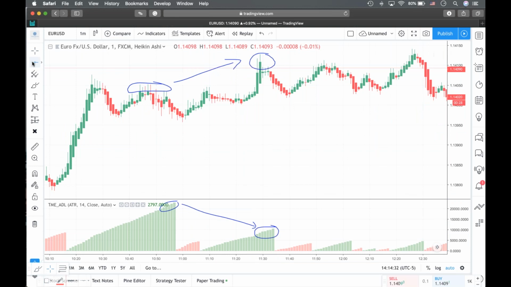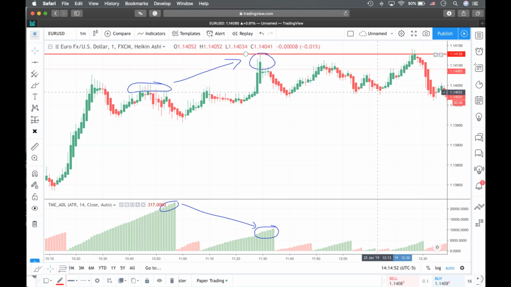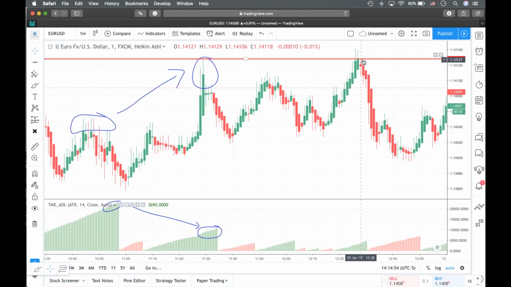Now the entry will be at a level that is close to this high. You don't just enter the trade immediately when you see this happening. You need to give the market some time to bounce back to this high again. As you can see, it went down, tried to reach up again, went back down, and here it reached exactly the highest point. So this is our entry point.